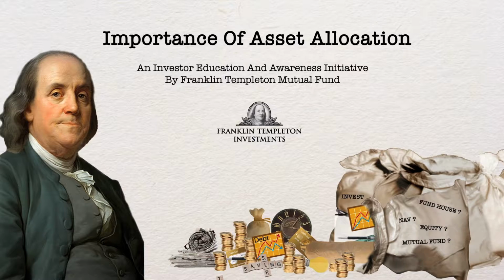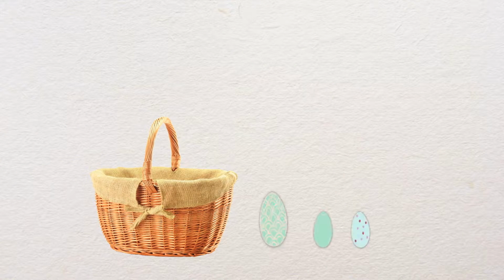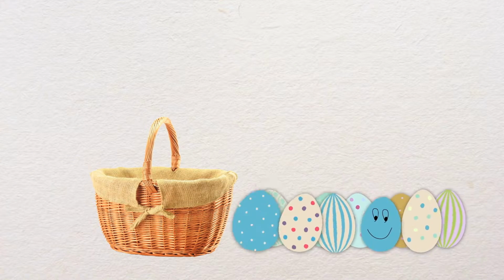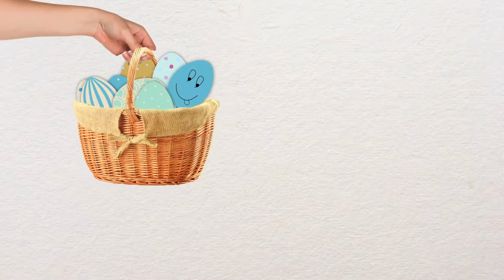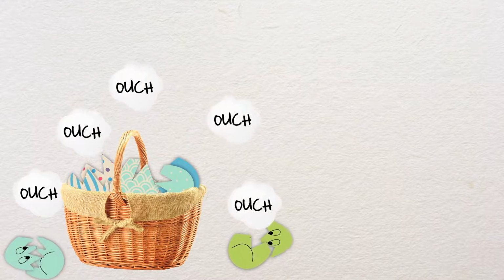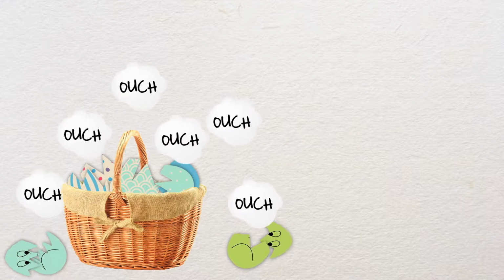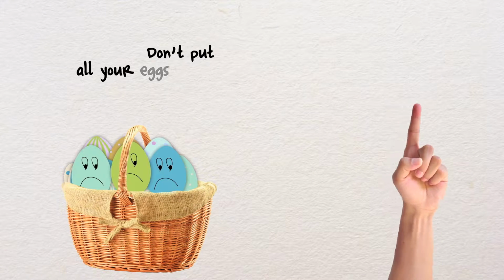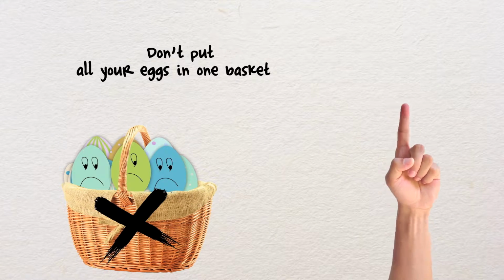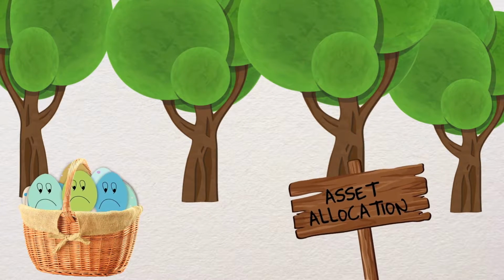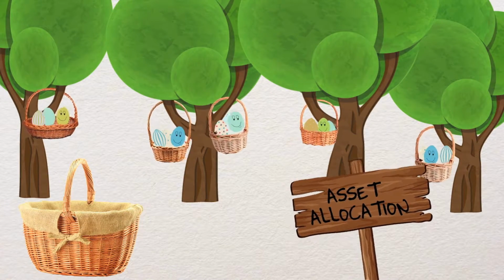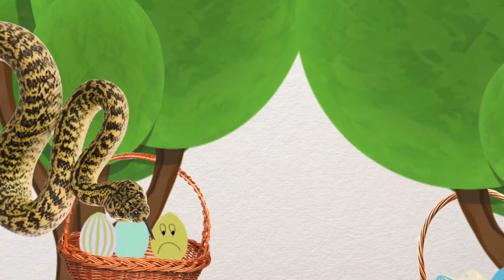Importance of asset allocation. So you've got a bunch of pretty Easter eggs, all in one basket. Now imagine you drop that basket. Ouch, that's gotta hurt. That's why the famous proverb, don't put all your eggs in one basket. Well, asset allocation is just that. It diversifies an individual's investments among different asset classes to help reduce investment risk.